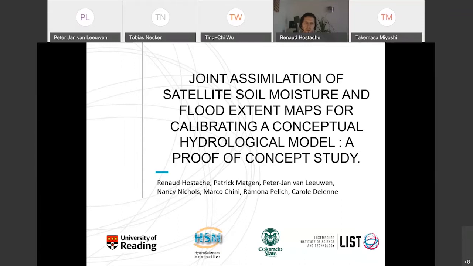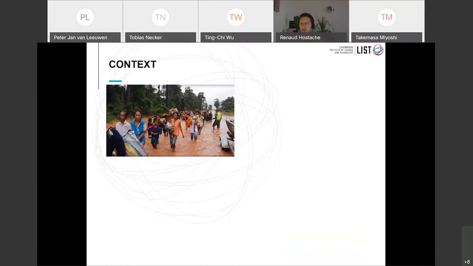We carried out a proof of concept study based on a synthetic twin experiment. So for the context, everybody agrees on the fact that floods represent one of the most important natural hazards in the world. And two powerful tools for flood management and prediction are hydrological modeling, but also hydraulic modeling. The main issue with hydraulic modeling is the computational time, which is often rather high to be applied at large scale. So we focus today on hydrological modeling.